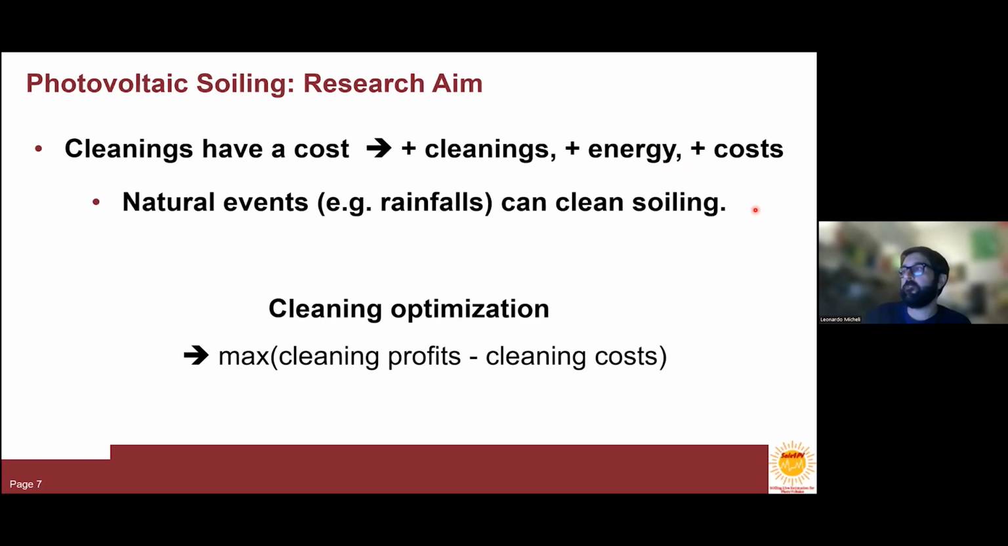And here is the goal of some of the research that we are doing: try to run cleaning optimization. So try to maximize the difference between the profits you can make from cleaning the PV modules and the cleaning cost. Clearly, you want to get the maximum profits and minimize the cost so that you can maximize the revenues you get from good soiling mitigation activity.